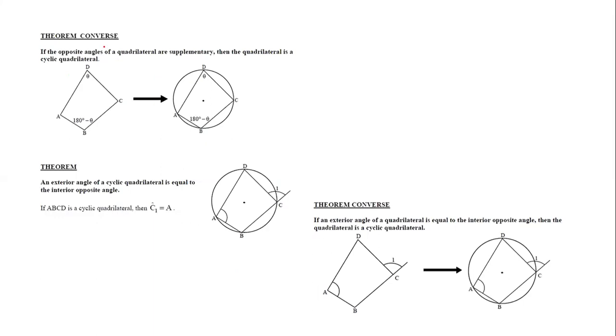Here we are talking about the converse of theorem number 5. Okay, this is the converse of theorem number 5, which says that, but normally you don't use it most of the time, but it's fine. If the opposite angles of a quadrilateral are supplementary, then the quadrilateral is a cyclic quad.